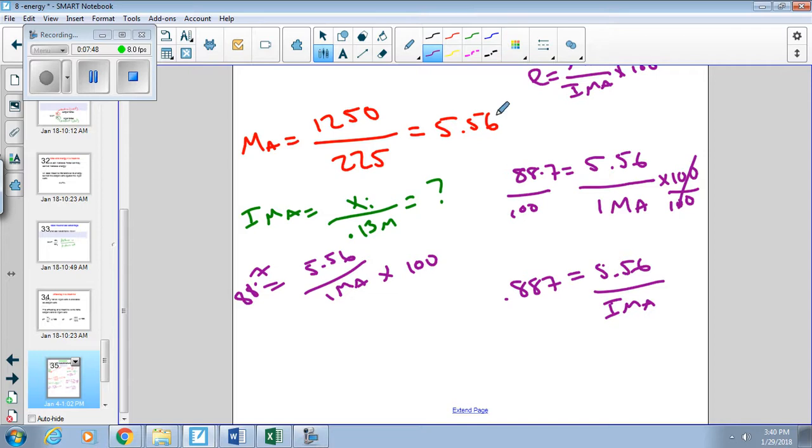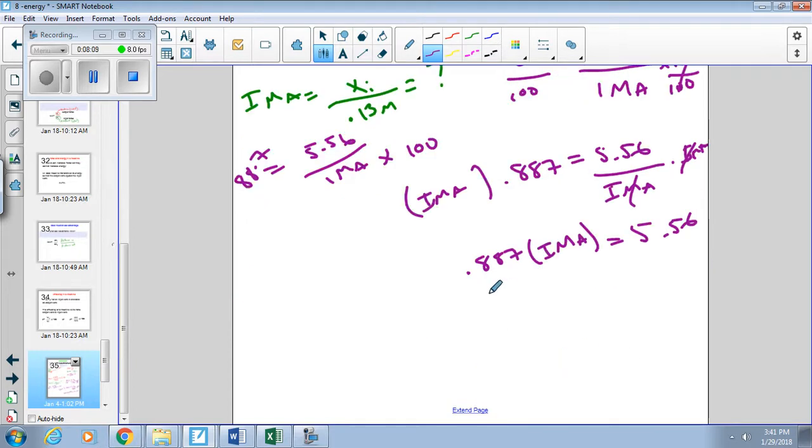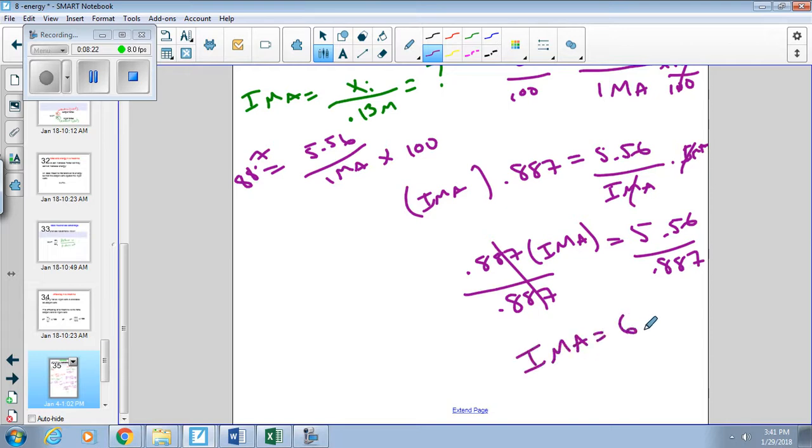Alright, next thing, multiply ideal mechanical advantage on each side, cancel out here. Ideal mechanical advantage over here. So 0.887 ideal mechanical advantage equals 5.56. Divide each side by 0.887. 0.887 cancels out here. Ideal mechanical advantage should equal 6.27.